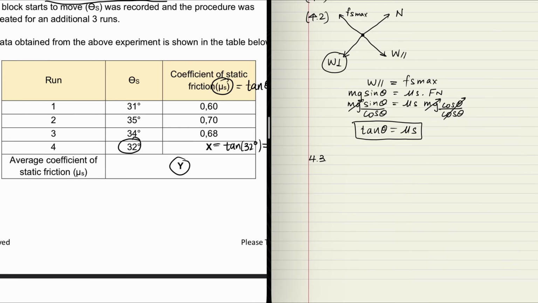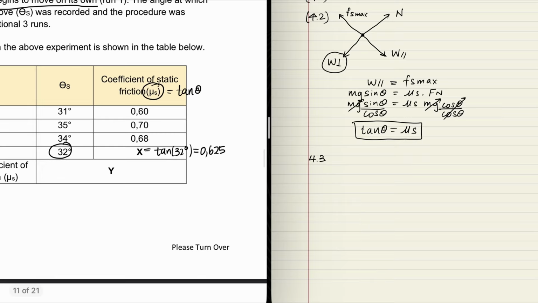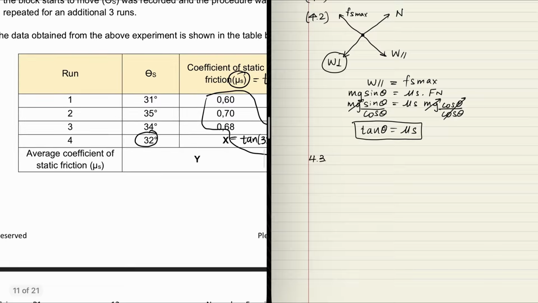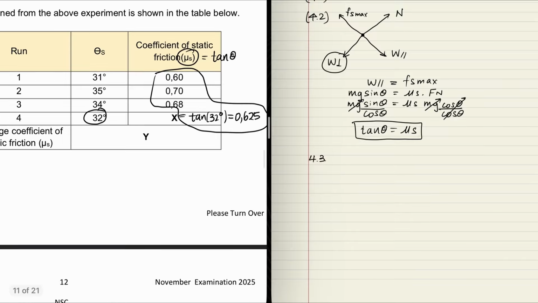And then the last one, to calculate y. Y is the average coefficient. So you add up all of these values, and then you divide it by 4 because there are 4 runs. And that's going to give you 0.65.